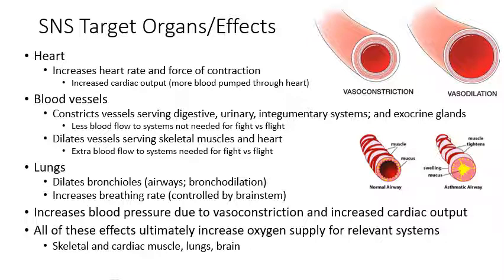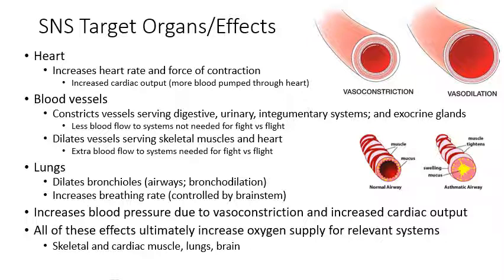Of course, when your airways are bigger, more air can fit through them, and when you're breathing faster, you're getting more air in. So the effects of the sympathetic nervous system on the lungs are going to be increasing the amount of oxygen that is entering your blood from the lungs.